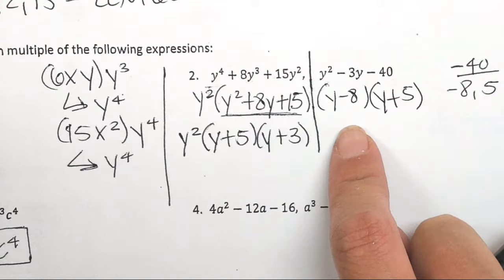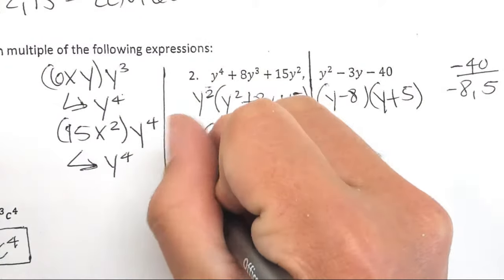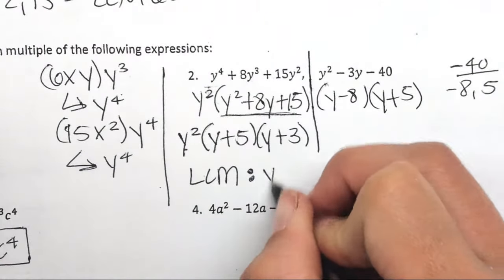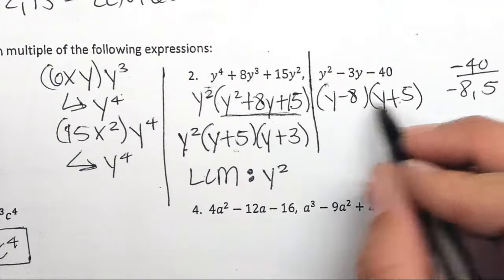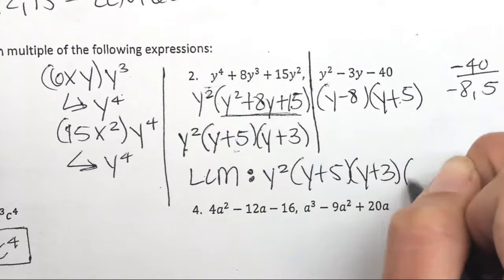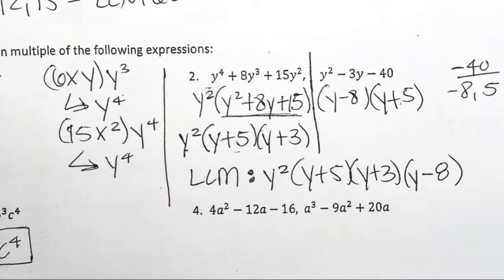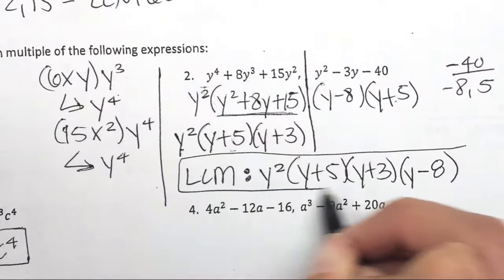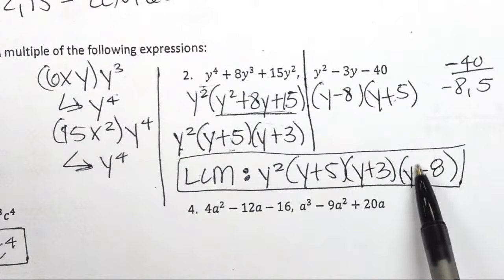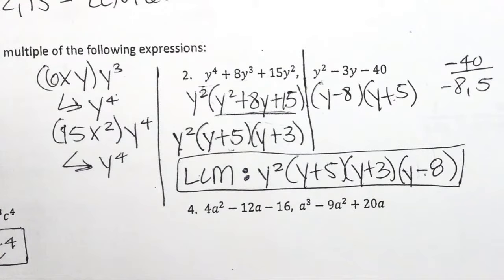Because all you have to do is just include everything. So for example, our LCM, we'd have to have a y squared. They already have a y plus 5 in common, correct? We can bring that down, bring down the y plus 3, and the y minus 8. You just include everything. That means that this could divide into this evenly, and also this could divide into this evenly. Any questions on that one?